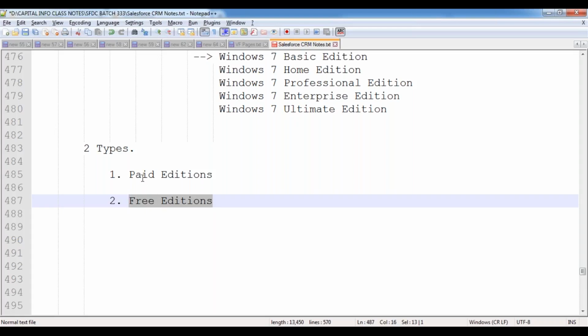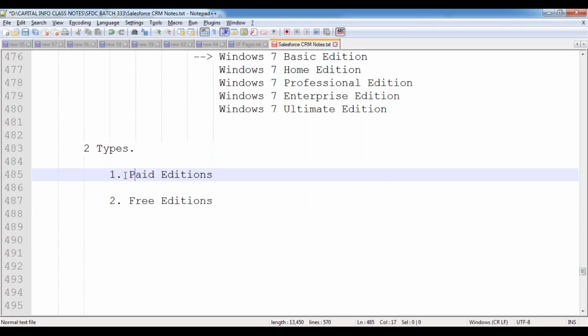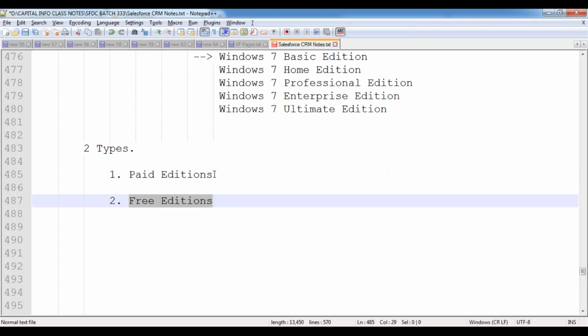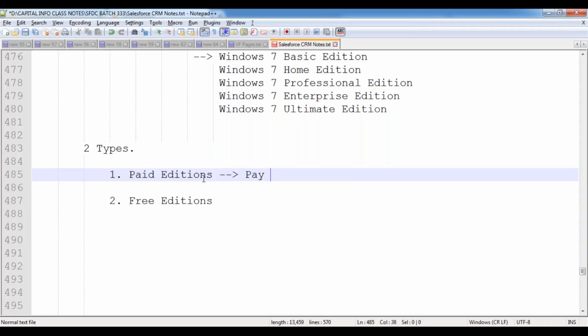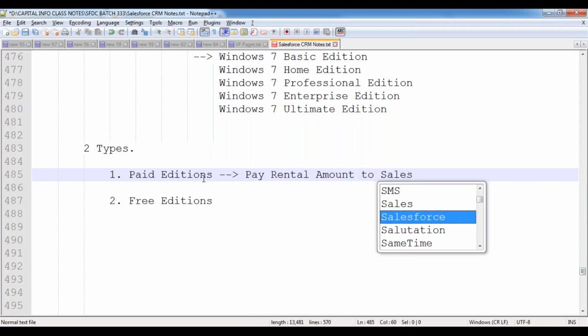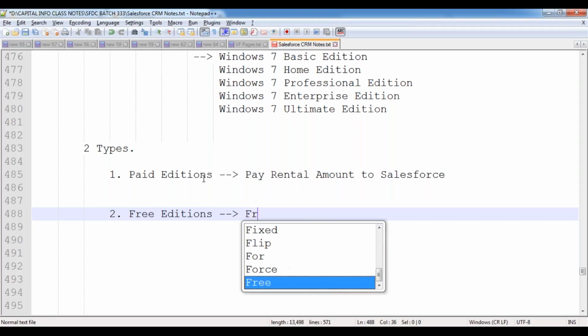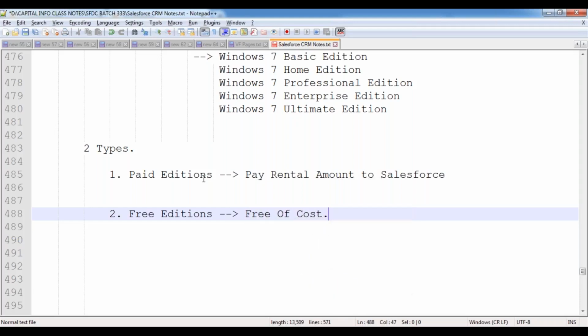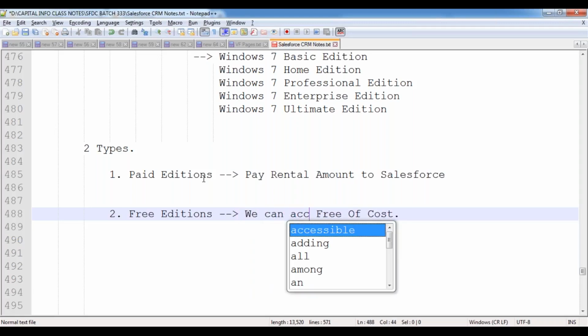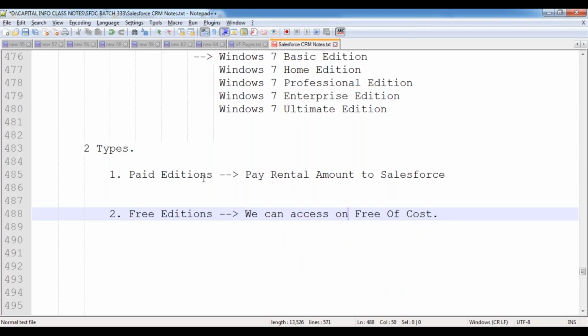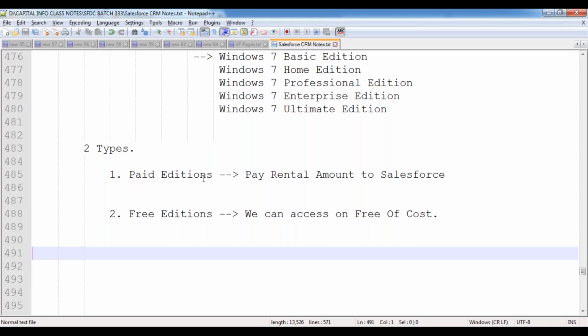So as part of these editions, we have two types: paid editions and free editions. Paid editions means we have to pay rental amount to Salesforce. Free editions means these are free of cost. We can access them free of cost. We don't need to pay any amount to Salesforce. We can utilize this edition's features free of cost.